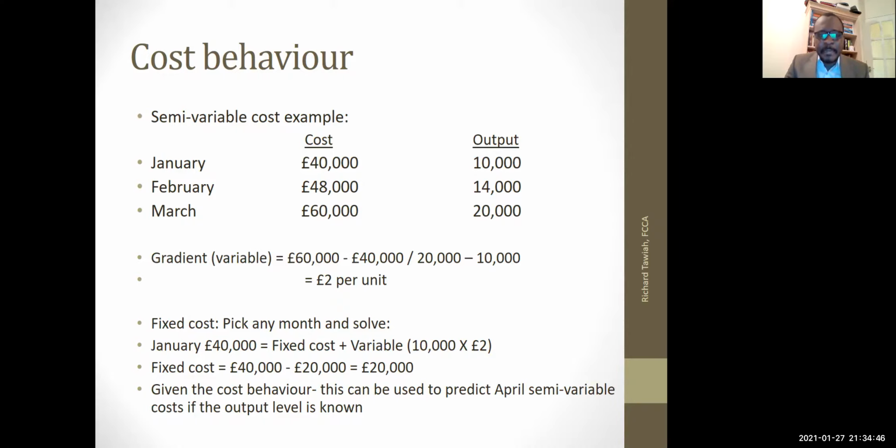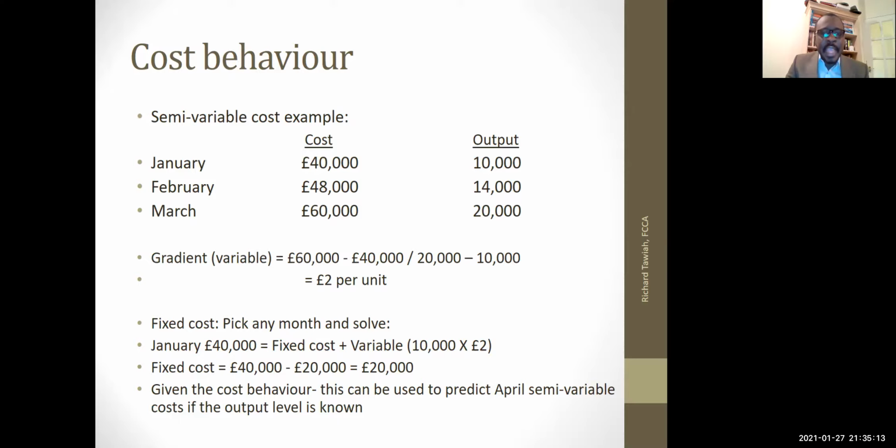You can do another check. Take February, 14,000 times 2. What do you get? You get 28,000. That's a variable component. Subtract 28,000 from 48,000. And what do you get? You get 20,000 as a fixed cost component. Take March, 20,000 times 2 will give you 40,000. Take that out of 60,000, and you get 20,000 as a fixed cost component, right?